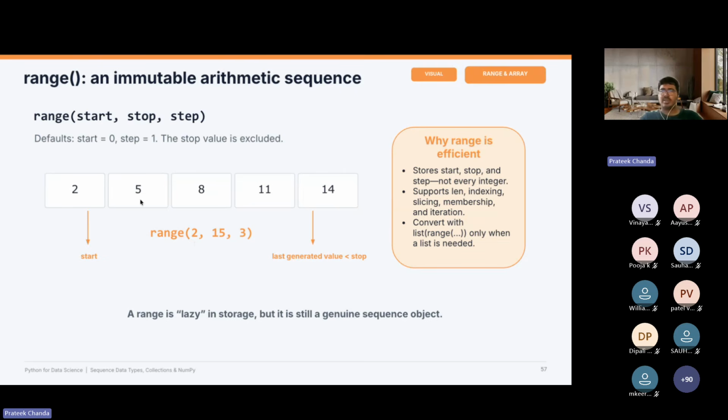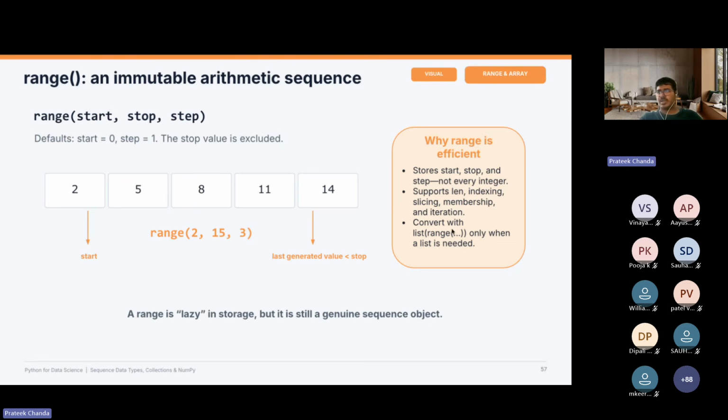So 2, 5, 8, 11, 14, like this you go. So why is range efficient? Because it stores the start, stop, and step. So you don't need every integer within the thing itself. You can just specify start, stop, and that's all. It supports len operation, indexing, slicing, membership, and iteration. All those things are possible.